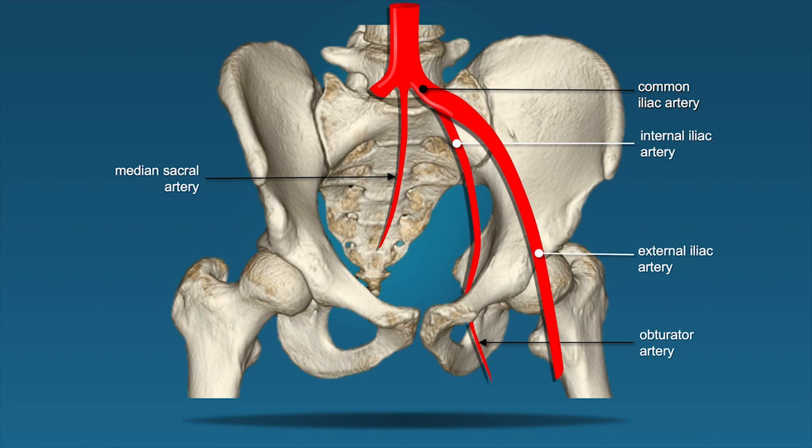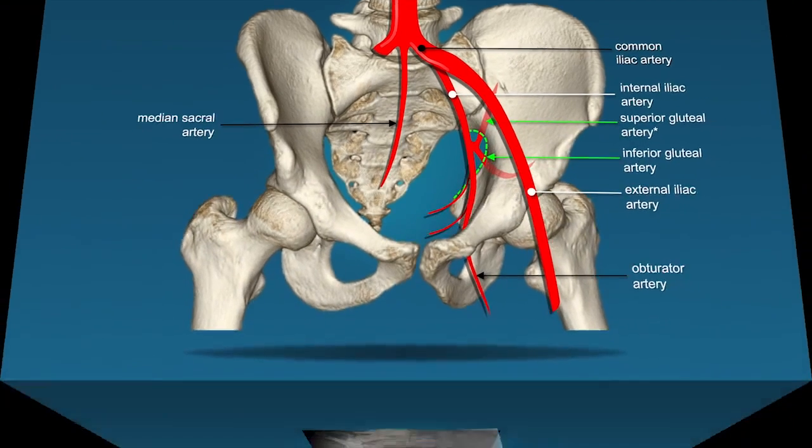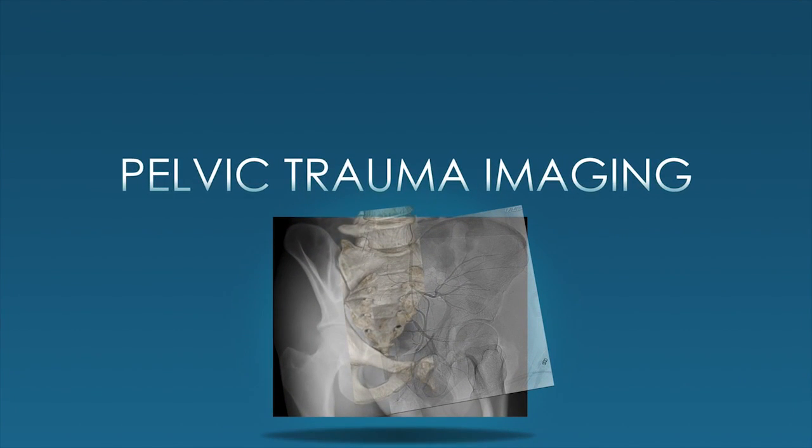The internal iliac will ultimately give rise to the obturator artery, as well as the internal pudendal and visceral branches as well. We're going to see more posteriorly, though, the superior and the inferior gluteal arteries that tuck in underneath that greater sciatic notch, which puts those vessels at risk when we have a fracture extending through that region. Okay, so let's talk about imaging these trauma patients.